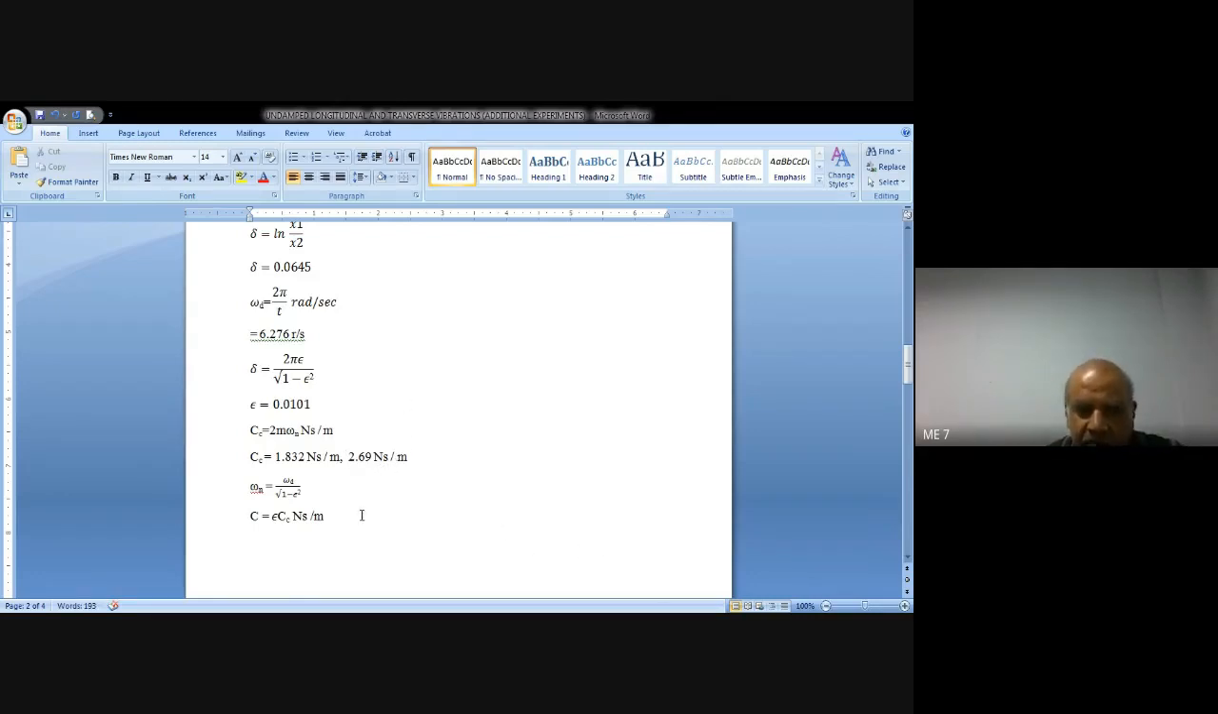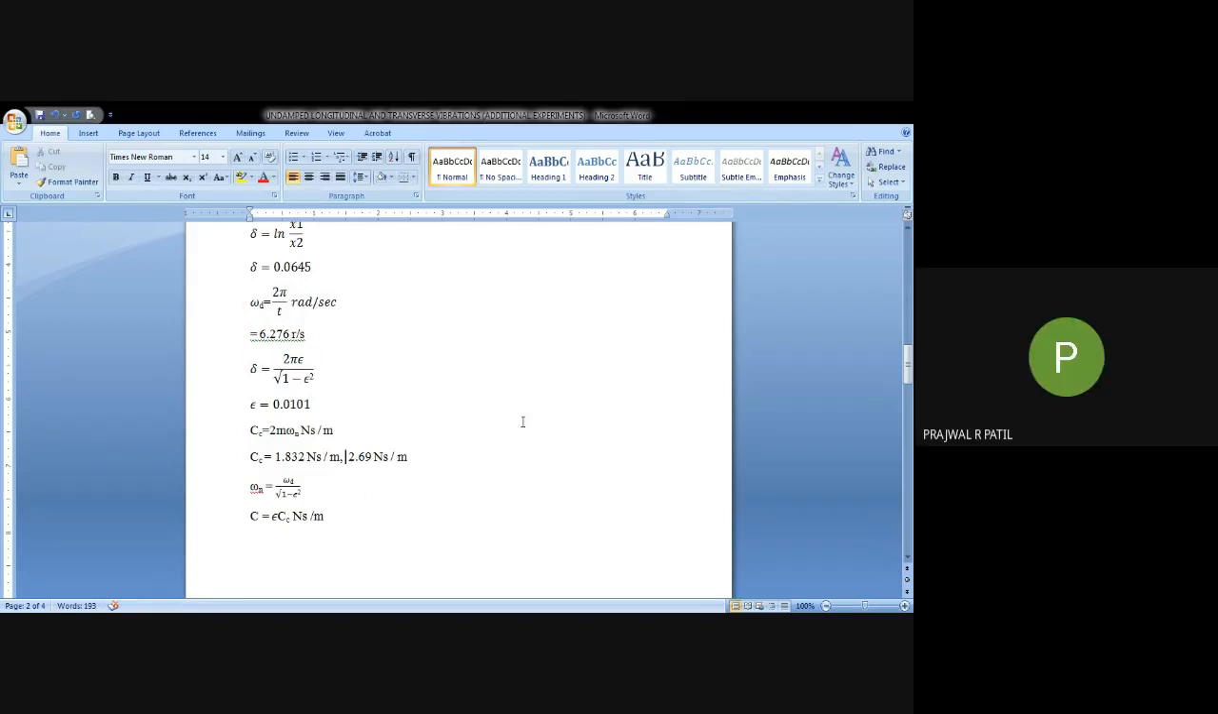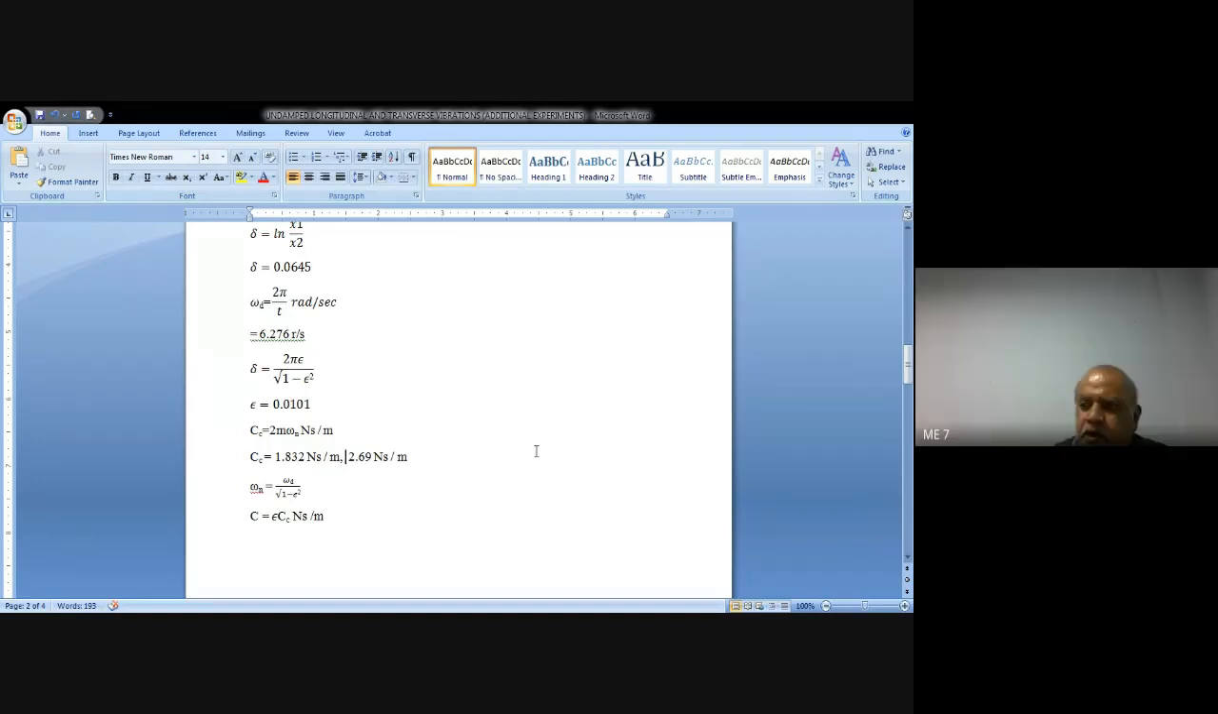And natural frequency, we have found out to be 6.27 for the first one. For the second one, 6.06, 6.059. Yeah, that's correct. 6.059 is the value of omega n, correct? Yes, sir. 6.27 hertz for the first one. Second one is 6.059.